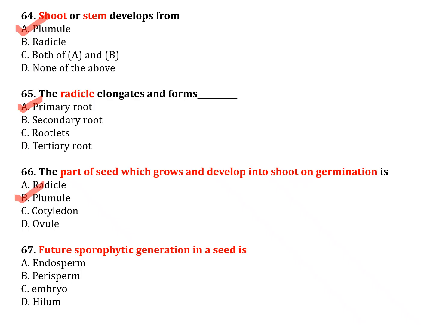The next question, number 67. The future sporophytic generation in a seed is: option A, endosperm; option B, perisperm; option C, embryo; option D, hilum. Correct answer is option C, embryo.